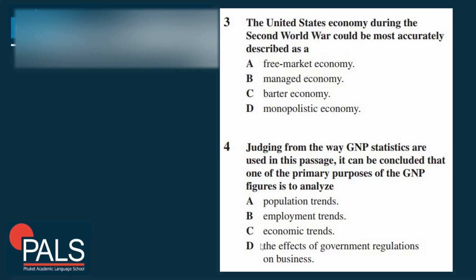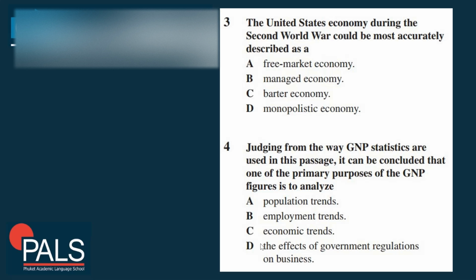If we look through these answers, it's pretty obvious that 2 of them are not correct. So B is the correct answer. It is a managed economy. The government was managing by setting price controls. It was not a free market economy because the government was interfering. It was not a barter economy because people were using currency and not trading goods or services. And it was not monopolistic because the government was controlling it, not one business.